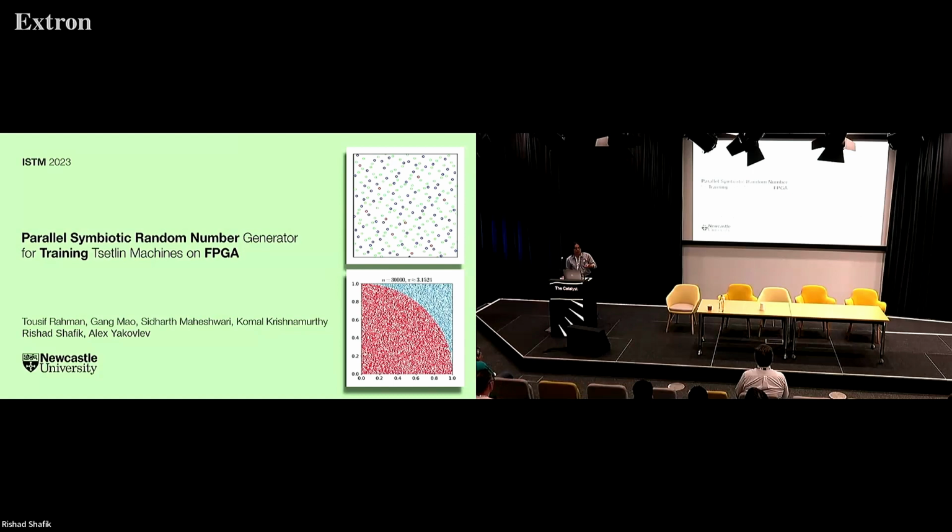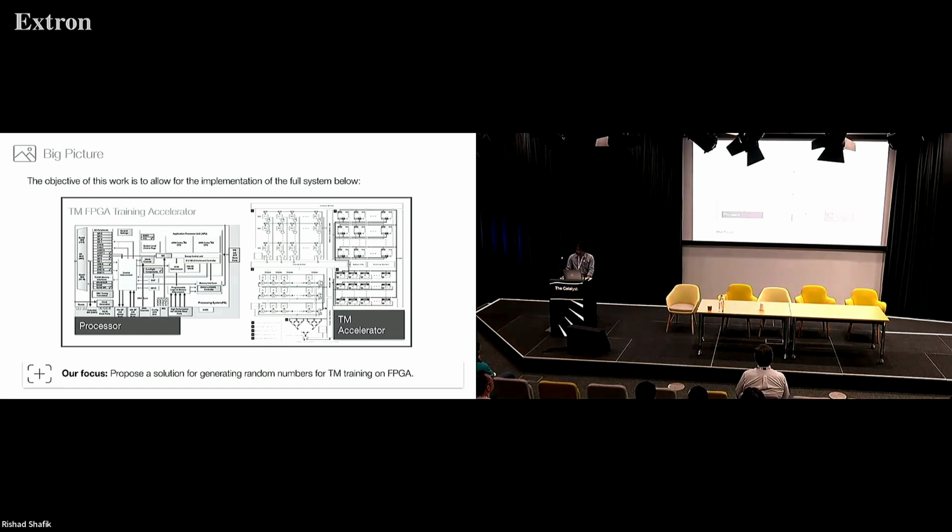So basically, this talk is about how you generate random numbers and apply them to an application. In this case, the application is training Tsetlin machines on FPGA. Firstly, a big picture on why you would want to do any of this. Over the past 3 or 4 months, Gang and I have been working on something that looks like this, where you have a TM training accelerator with a processor and some dedicated hardware for training a Tsetlin machine. This is a big system-level problem with lots of complex ideas. Our talk is about something a little bit more contained within this system.